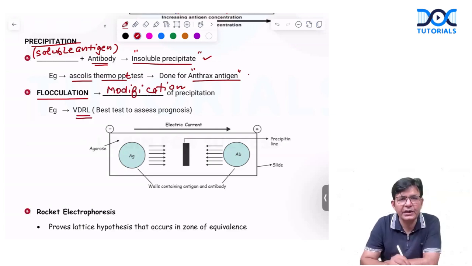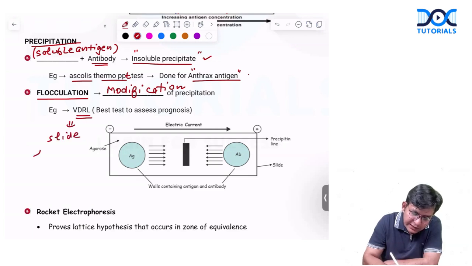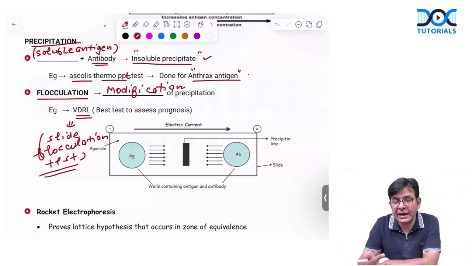And the typical example is what, guys? VDRL, Venereal Disease Research Lab, which is being done for syphilis. And this is a slide flocculation test. Okay, VDRL is a slide flocculation test.